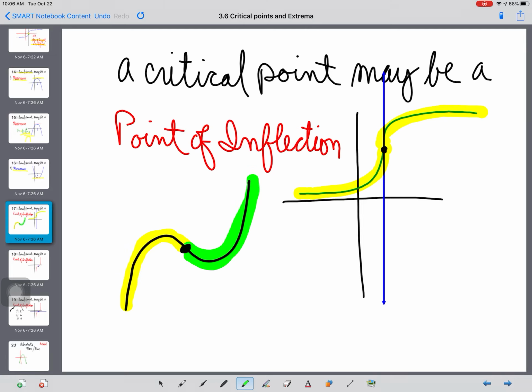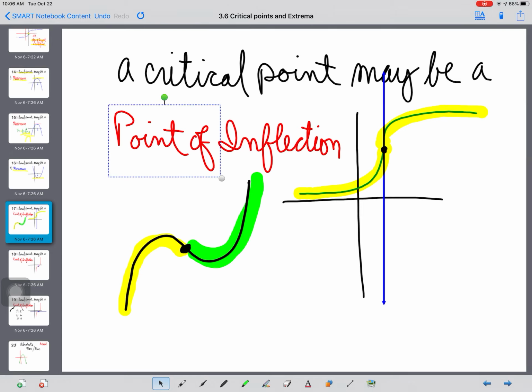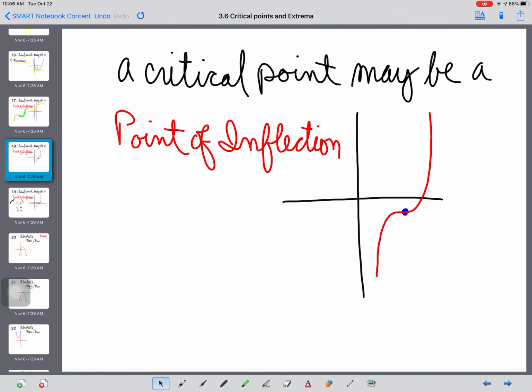I kind of think of this side on the left as an umbrella. This side on the right is a bowl. This would not hold water, this would hold water. There's a change in the curve. That's called a point of inflection. We're not going to spend too much time talking about that this year. We'll get to that more next year.